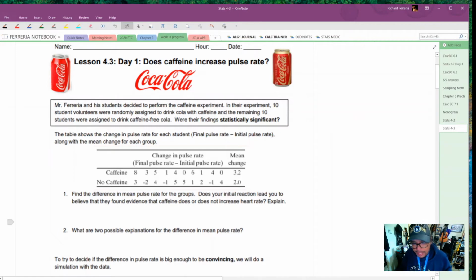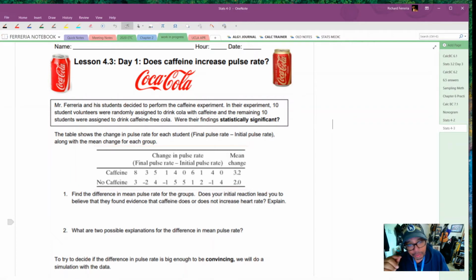So if I examine this here, this says that the first student who got the caffeinated Coca-Cola, his pulse rate increased by 8 beats per minute. The first student who had the non-caffeinated drink, his pulse rate increased by 3 beats per minute. Kind of down the line, this last one's kind of interesting. The person who had the caffeinated cola, this last person, their pulse rate didn't change at all. Whereas this last person here for no caffeine, their pulse rate increased by 4 beats per minute. So that's kind of interesting.